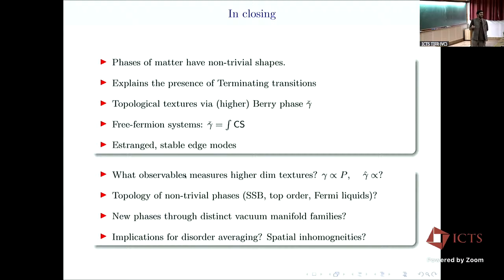So in higher dimensions, these are some outstanding questions that I would like to know the answers to. In one dimension, I said that this is actually an experimentally measurable quantity, polarization. I'm not sure what the higher Berry phases correspond to, what observable one can measure in lieu of doing this calculation on a piece of paper.